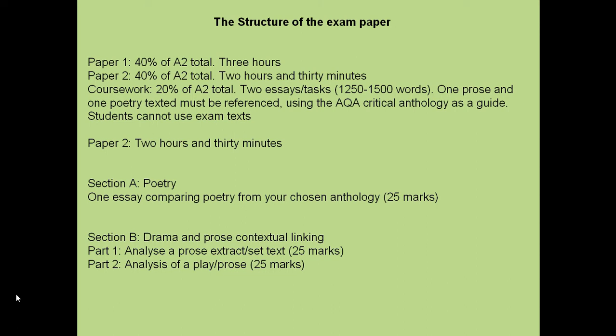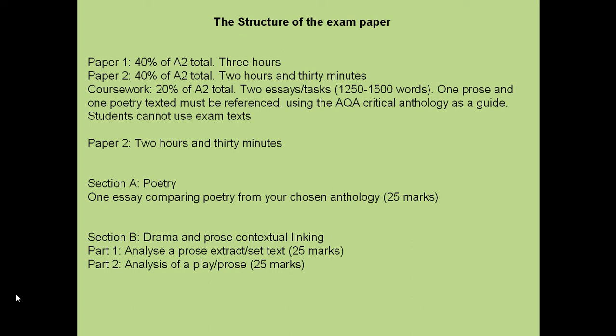So there are two papers, both worth 40%. One is 3 hours in length, one is 2.5 hours in length. And then the coursework makes up the remaining 20% of the qualification. Now, as you can see already, this paper is 2 hours and 30 minutes, and there are two sections, but 3 questions really. So you've got a choice of different options that you have to take based on the text that you've studied. The first section, which we've explored, is your anthology of poems and comparing those.